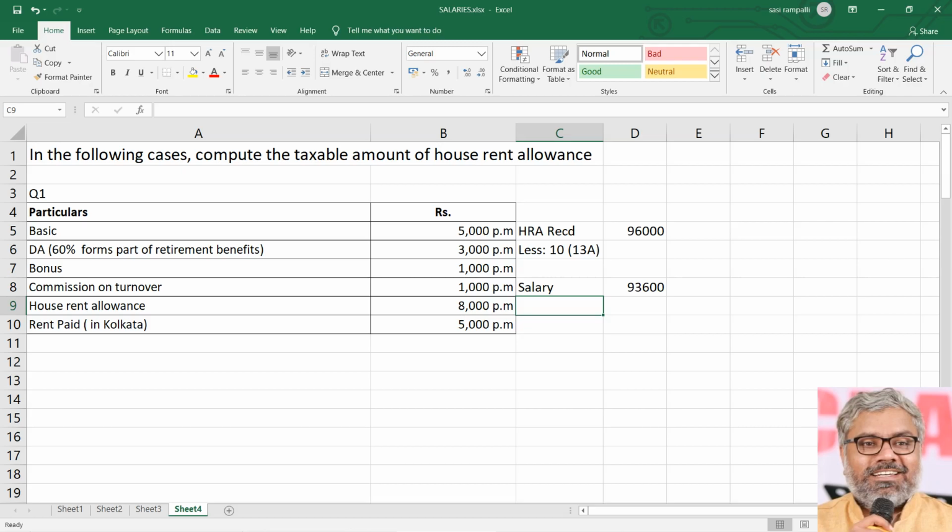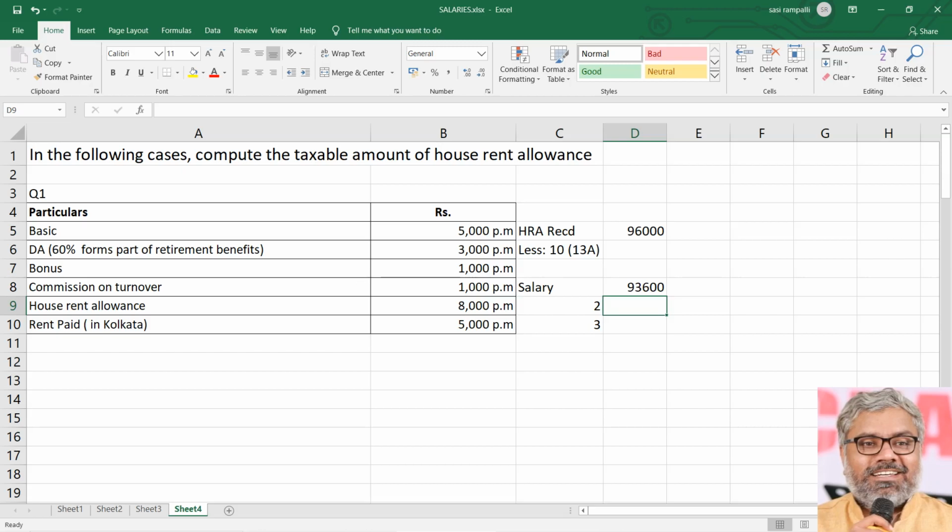Once we have the salary, then simply we can find out the lowest of the three things. What are those three things? First one is anyway the actual HRA received. Second one and third one we need to calculate. What is the second one? Rent paid minus 10% of salary. So we are directly calculating the second and third things. First one is already there, that is 96,000 rupees HRA received. But in the exam working notes, you have to write all the three.